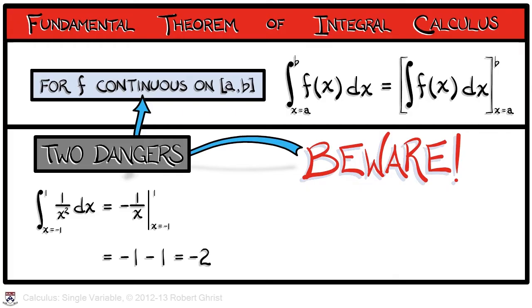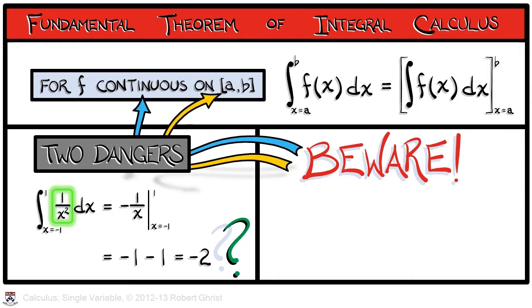Perfect. Except for the fact that our integrand is 1 over x squared. All those terms are positive. And if we go to the definition of the definite integral as a Riemann sum, adding up the values, there's no way that we can add up positive values to get a negative integral. The problem is this integrand is not continuous. It's not even defined at x equals 0.